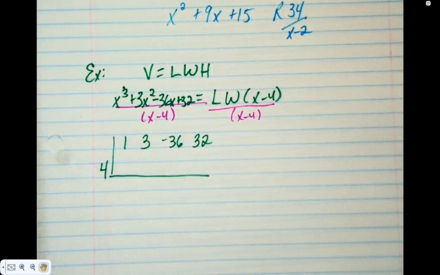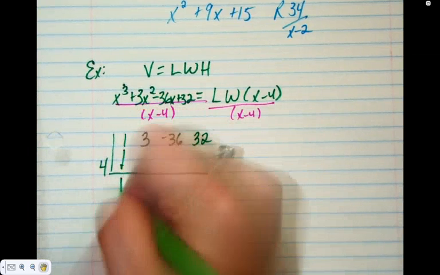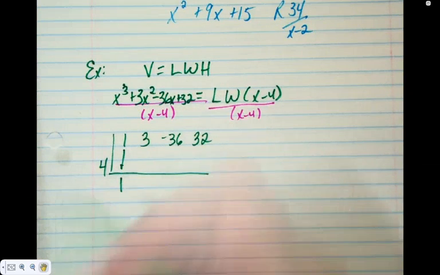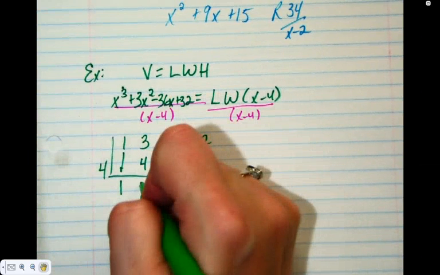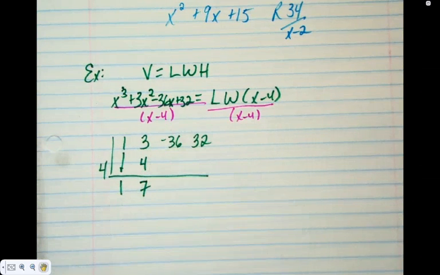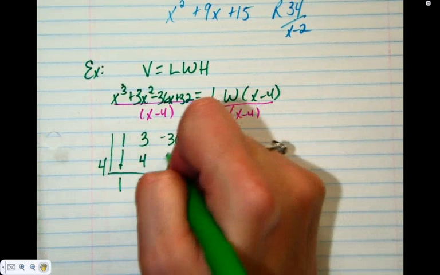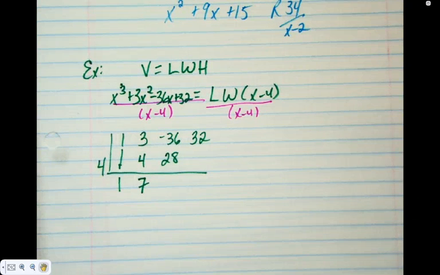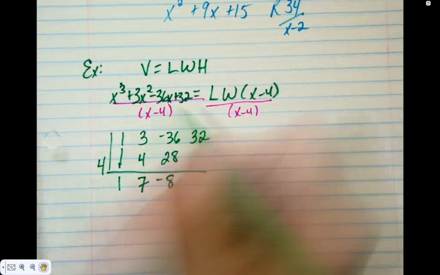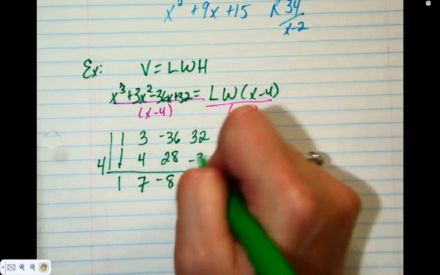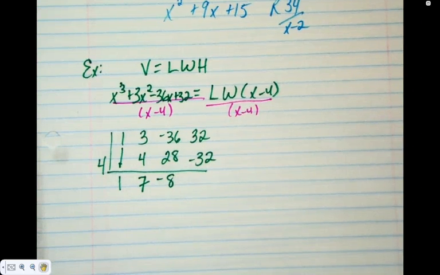Did you check the order? Did you check for missing terms? Okay, drop the 1. 4 times 1. 3 plus 4. 7 times 4. Negative 36 plus 28. 4 times negative 8, negative 32, plus negative 32.